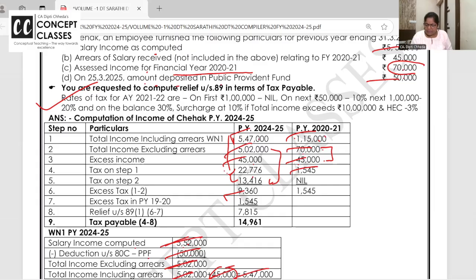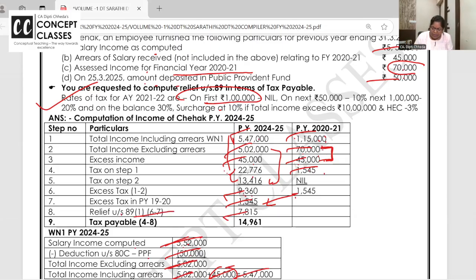Are you getting? On 70,000 I pay no tax because the first 1 lakh was exempt then. The gist is, I'm ready to pay the tax on the 45,000 arrears, but had I received it that year, how much extra tax would I have paid? 1545. Now that I am receiving it, how much extra tax am I paying? Today it is 9360 tax. That time it was 1545. I'm ready to pay that tax. I want a relief of 7815.